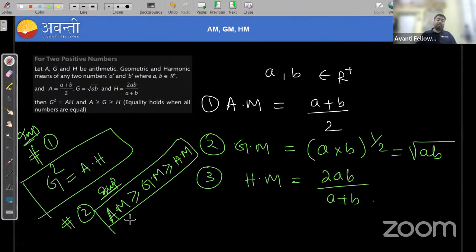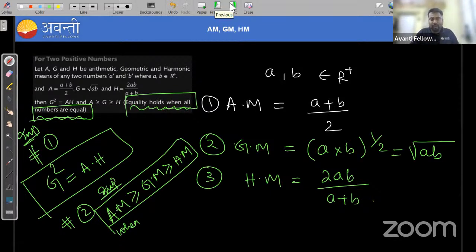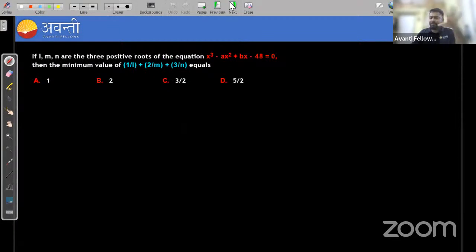Now, when does equality hold? Equality holds when all the numbers are equal. Equality holds when all the numbers are equal. Okay, clear? Chalo. So let's solve a question based on this. It's a very easy question. I'm solving only one question.